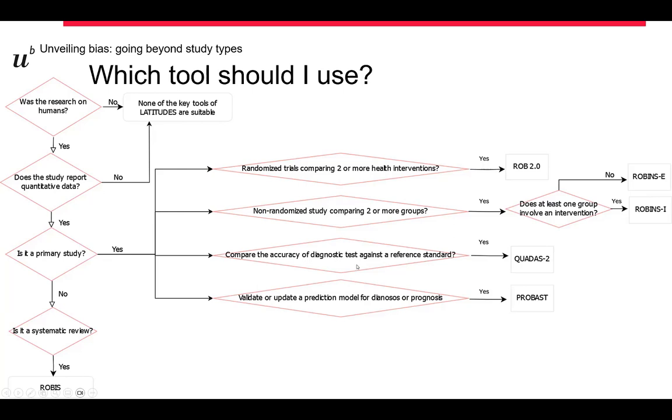Another important type of study is the diagnostic test studies. And if that is the case, you will be guided to use QUADAS-2. And the other type of study could be the prediction model for diagnosis or prognosis. And in that case, you will be guided to PROBAST. I'm going to show you quickly what is the meaning of these acronyms and what is the main focus of these tools regarding risk of bias assessment.